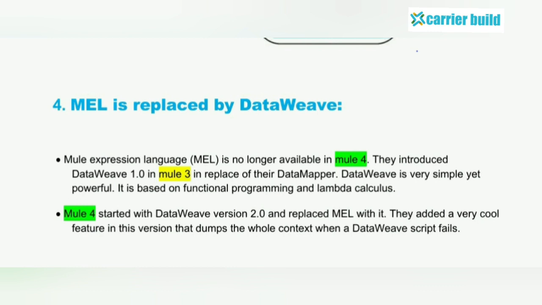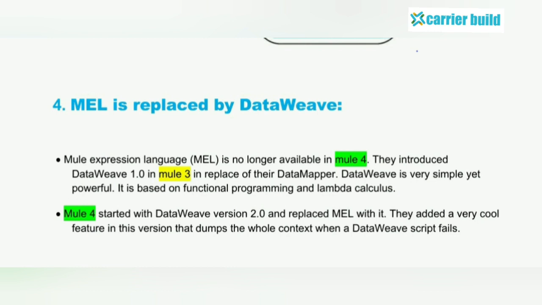Next, Mule expression language is replaced by DataWeave. Mule expression language is no longer available in Mule 4. They introduced DataWeave 1.0 in Mule 3 in place of their DataMapper. DataWeave is very simple yet powerful. It is based on functional programming and lambda calculus. Mule 4 started with DataWeave version 2.0 and replaced Mule expression language with it. They added a very cool feature in this version that dumps the whole context when a DataWeave script fails.